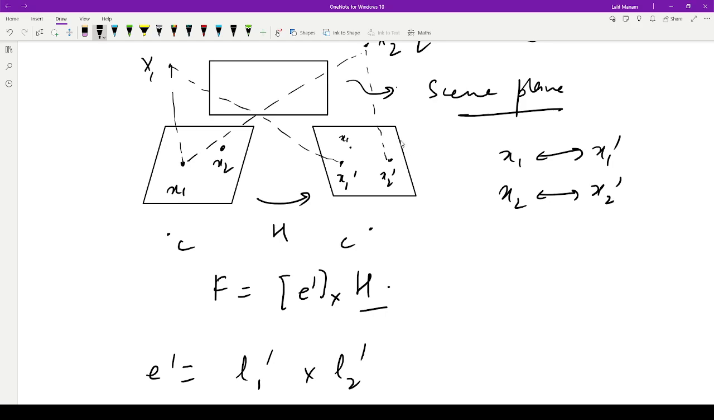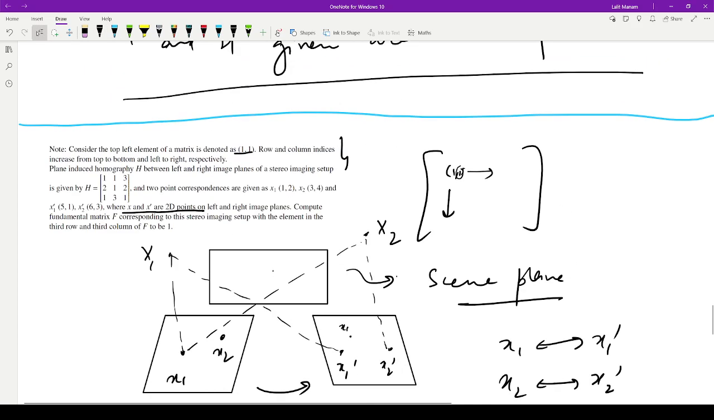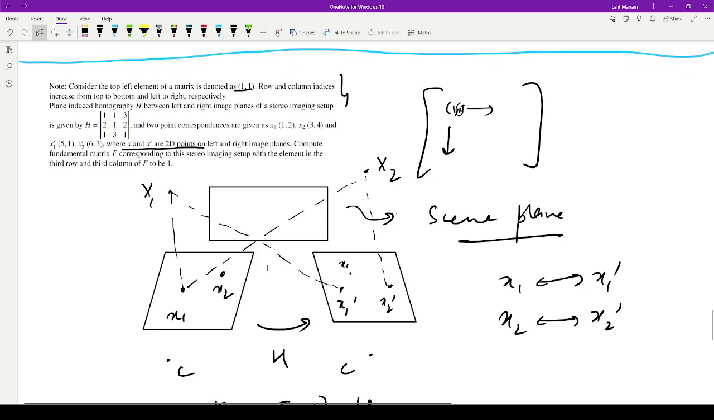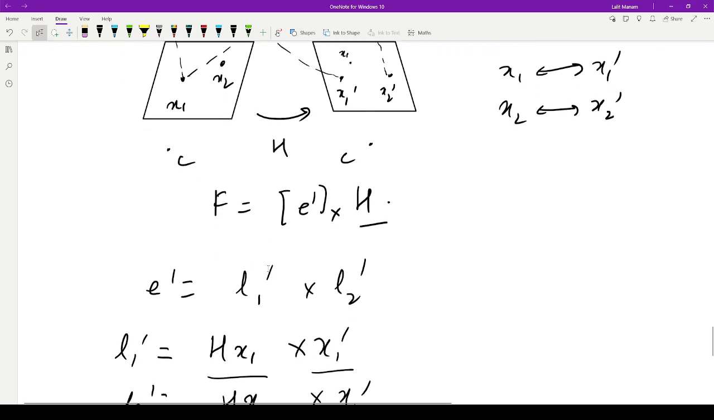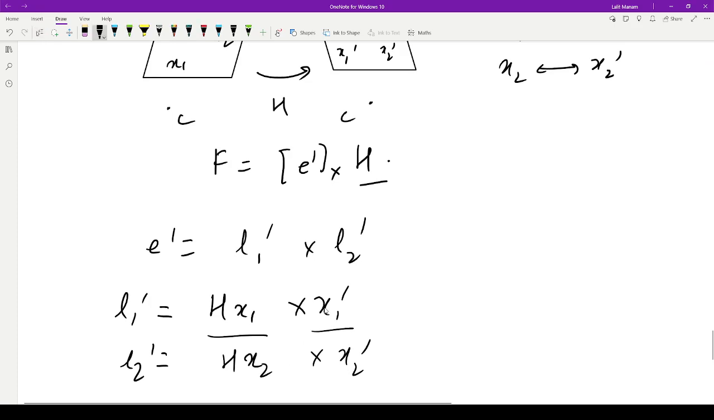Okay. So the H here is different from the H we have seen earlier? Yes, in the second question it's different. In this question, it's an H for sure, but it's only for a part of the scene, not for the whole scene, because that's what they have written. Homography between left and right image planes is given by this, and 2 point correspondences are given. Yeah, because if you try H x1, it won't be x1 prime.